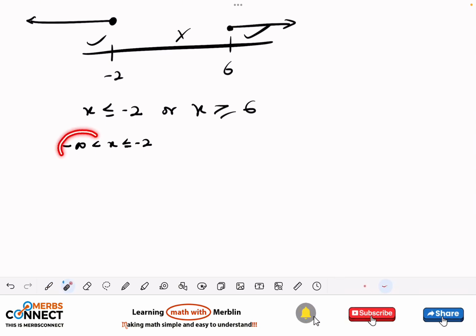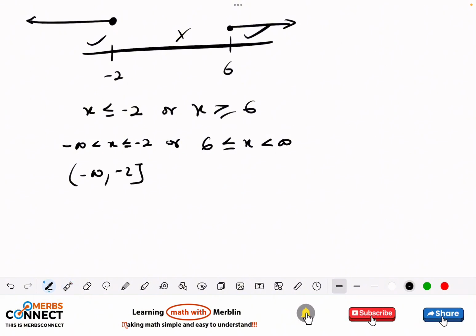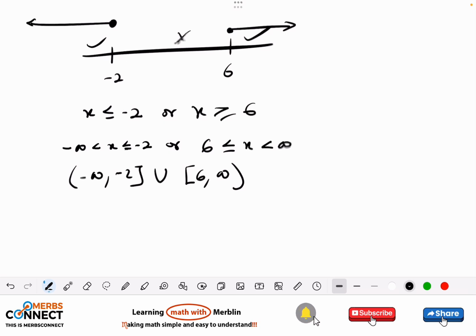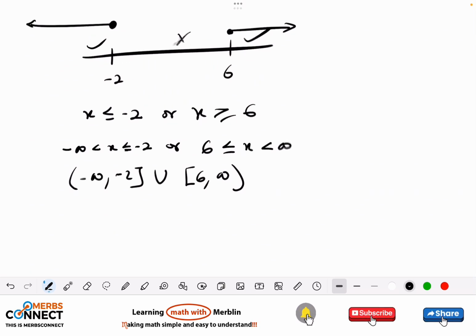We said this one, infinity, will always use this. Then this one too will be 6 less than or equal to x less than infinity, because this one too is going to positive infinity. Now writing this one in the interval form, we are going to have minus infinity, minus 2 closed. Remember, when we started this course, we said "or" is union. Good. So this one will be union, then this one will be 6, positive infinity. So this is how we can write the function.